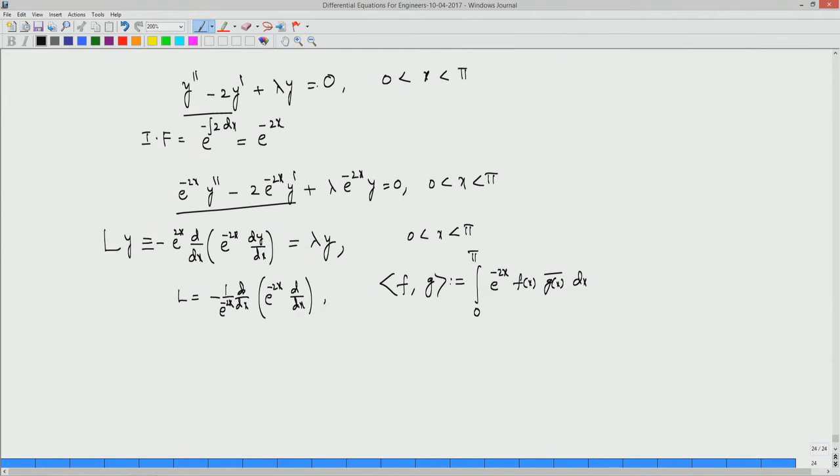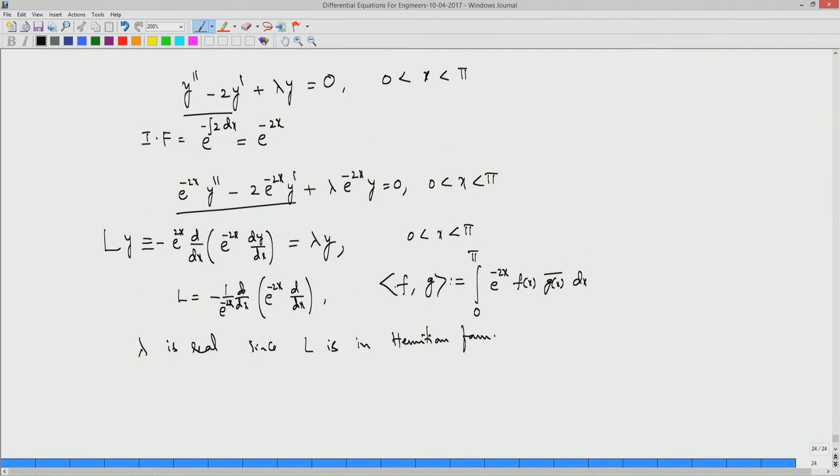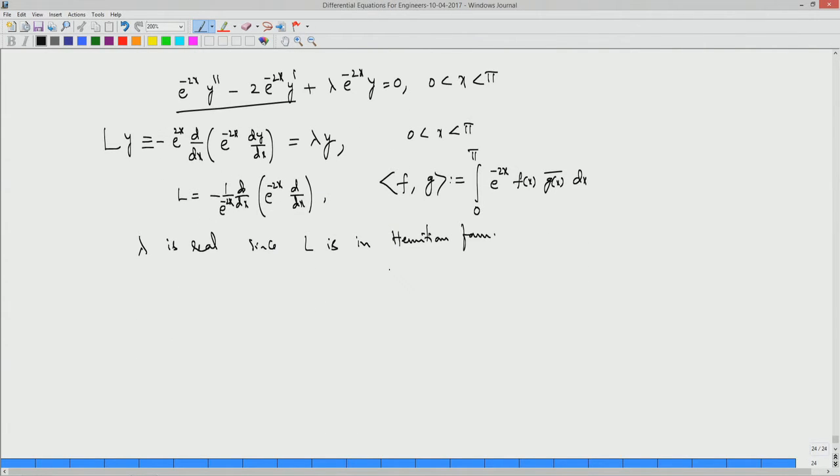Now, consider that L is in self-adjoint form. Since L is in Hermitian or skew symmetric form, this implies lambda is real. So lambda being real means it can be positive, negative, all such things.